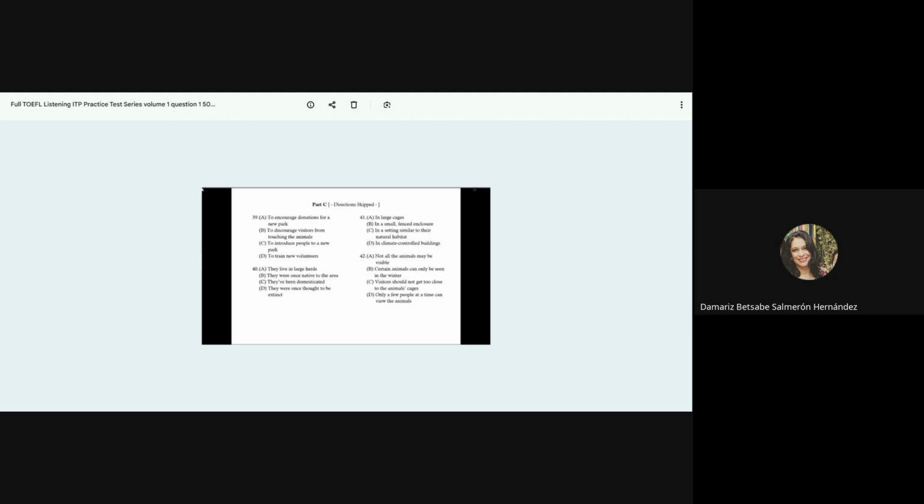Now read along as the directions for Part C are being read. Part C, Directions. In this part of the test, you will hear several short talks. After each talk, you will hear some questions. The talks and the questions will not be repeated. After you hear a question, read the 4 possible answers in your test book and choose the best answer. Then, on your answer sheet, find the number of the question and fill in the space that corresponds to the letter of the answer you have chosen.